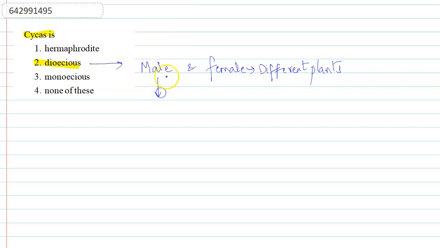In the male plant we can see a male cone, which usually has a length of 20 to 80 centimeters. The male cones will have the microsporophylls.